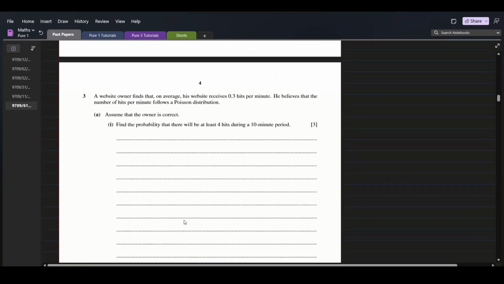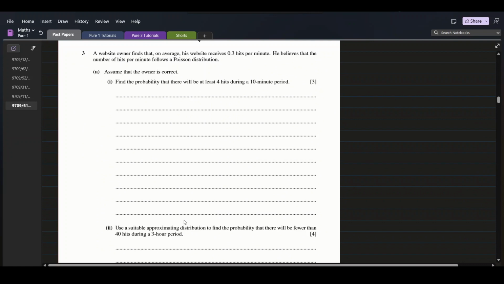Number 3. A website owner finds that on average his website receives 0.3 hits per minute. He believes that the number of hits per minute follows a Poisson distribution. Part A, assume that the owner is correct. Part 1, find the probability that there will be at least 4 hits during a 10-minute period.